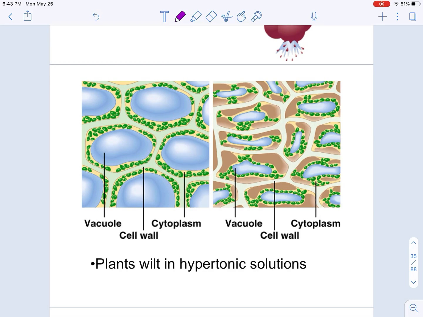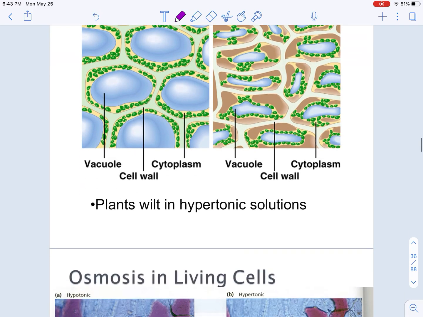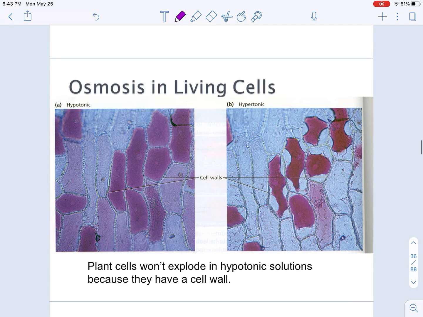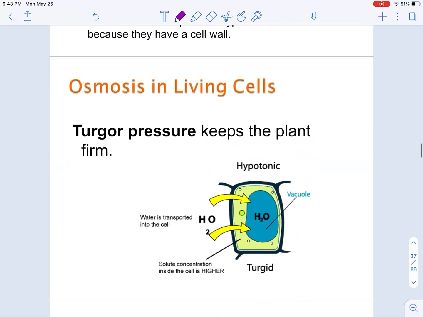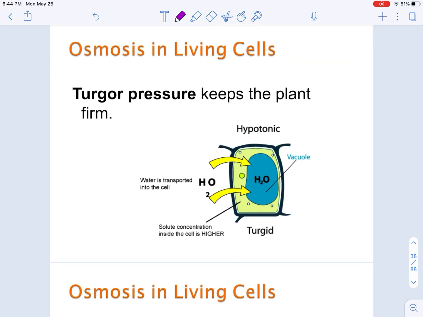It says if plants are in hypertonic solutions, they will wilt, like in salty or sugary water. And if they're put in hypotonic solutions, they generally won't actually explode because they're so full, because they have the cell wall that will stop that. But they will totally plump up compared to cells in sugar or salt water. You can see how the cell membrane pulls in and they're shrinking back.